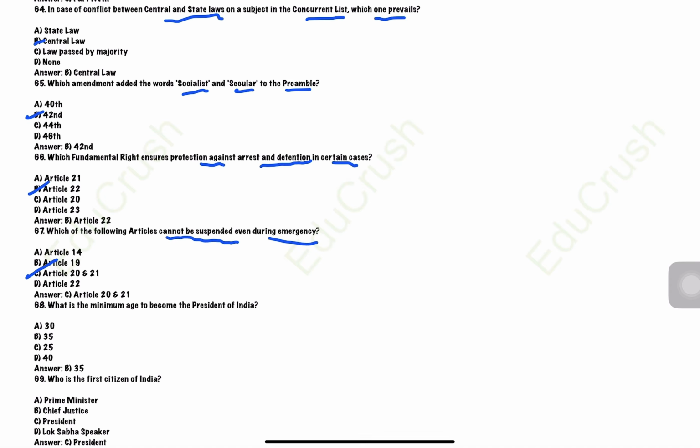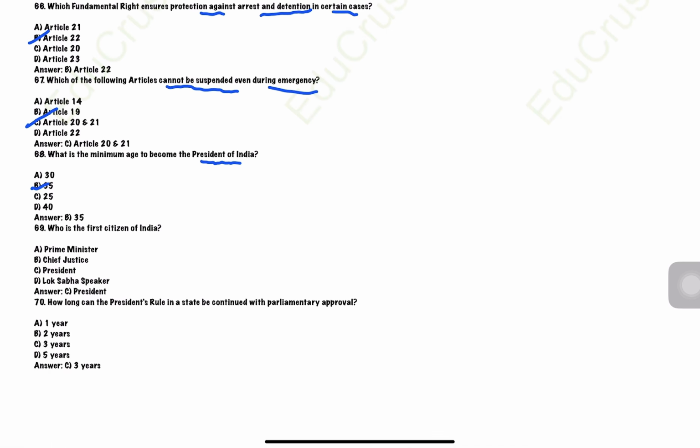What is the minimum age to become the President of India? The minimum age is 35 years to become the President of India. Who is the first citizen of India? So, President is the first citizen of India. How long can the President's rule in a state be continued with parliamentary approval? So, 3 years.